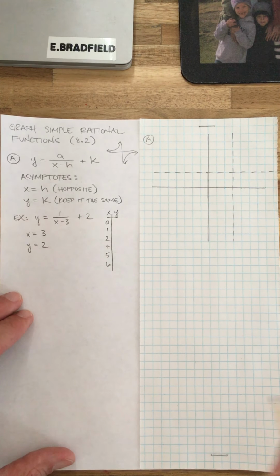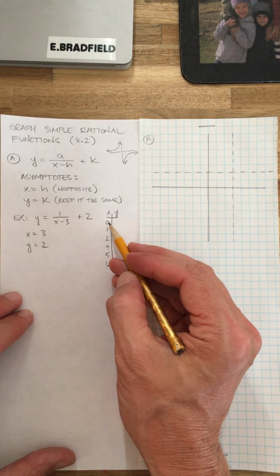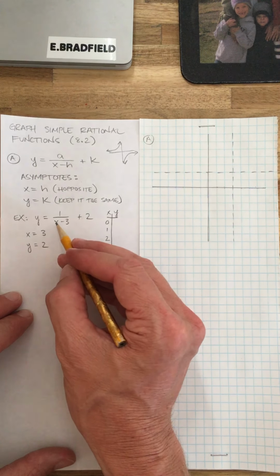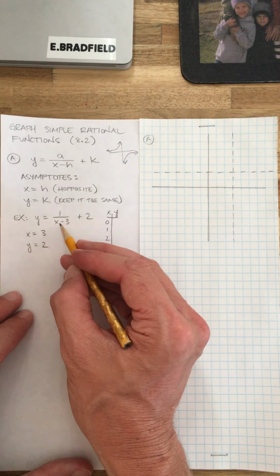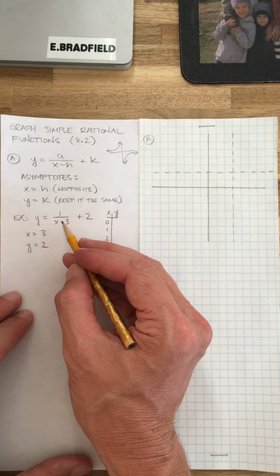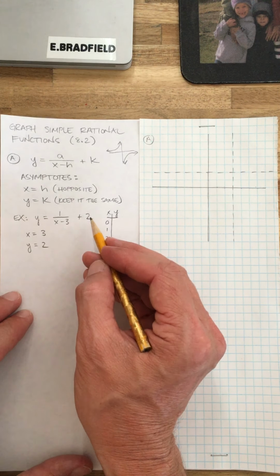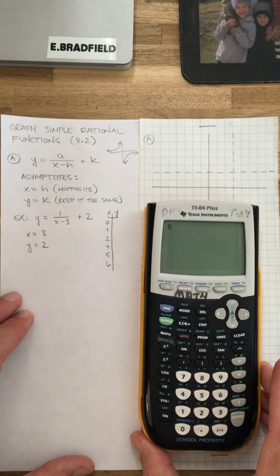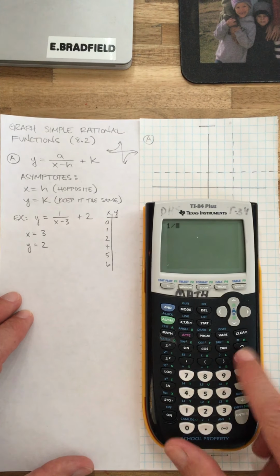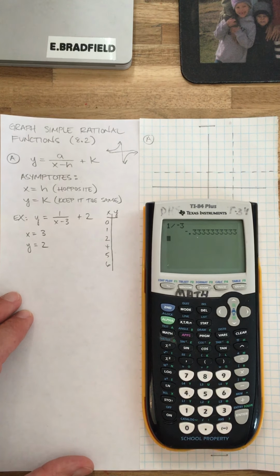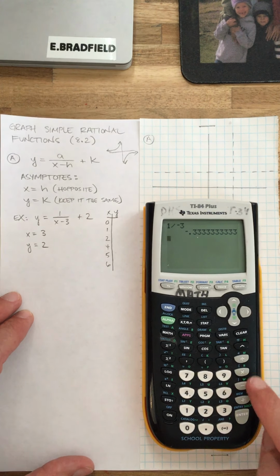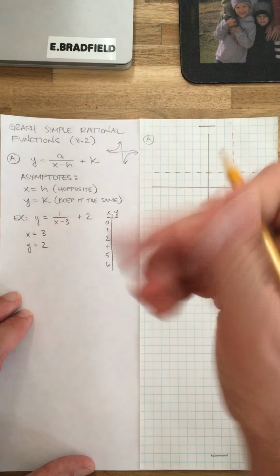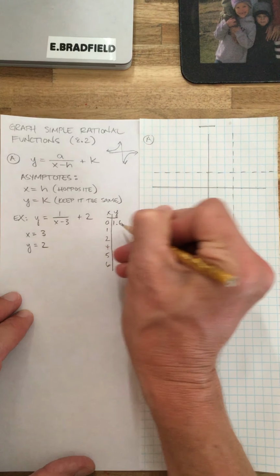All right, so all you have to do now is just plug it in. Plug in the 0, okay? So we have 1 over 0 minus 3. Well, 0 minus 3 is negative 3. So 1 over negative 3 plus 2, all right? So we could do it like this. If you don't trust yourself, just do this. 1 divided by negative 3, that equals, all right, and then plus 2. And we get 1.6. All right, so 1.6.